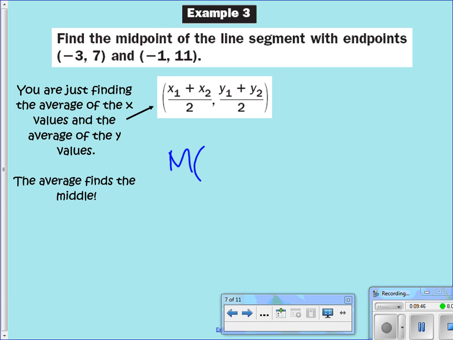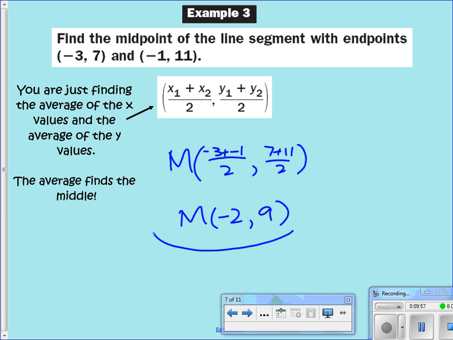So if my ordered pairs are negative 3, 7 and negative 1, 11, my midpoint, also known as m, is negative 3 plus negative 1 divided by 2. And then my y coordinate is 7 plus 11 divided by 2. Well, then my midpoint is negative 2, 9, which makes sense.